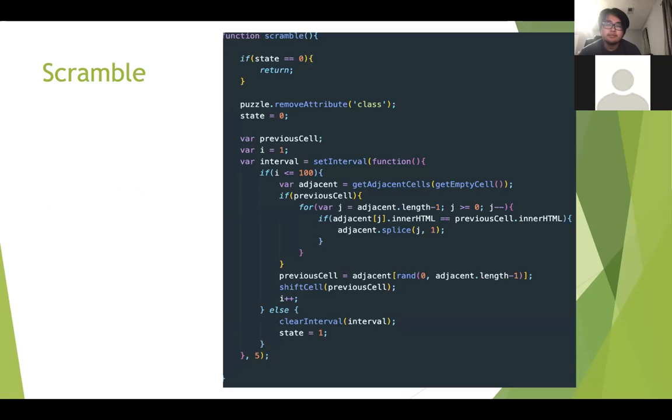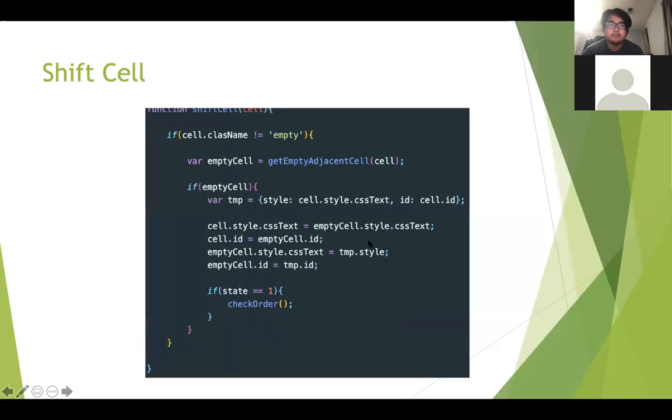All right, this is our shuffle function, and we start off by checking to see if the puzzle has already been shuffled, and if it hasn't, then we'll just iterate from 1 to 100 and randomly move around cells. And this is our shift cell function. So when a cell is clicked, we'll just check to see if the cell beside it is empty. And if it is, we'll go ahead and move that cell into the empty spot. And then we'll check to see if the order is correct and the puzzle has been solved.